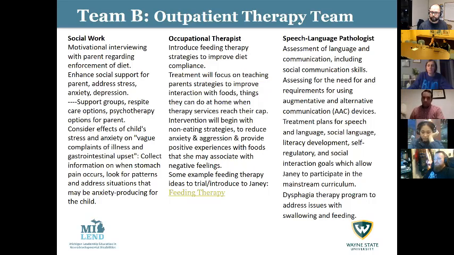We'd also be developing treatment plans for speech and language, social language, literacy development, self-regulatory and social interaction goals, which would hopefully work towards integrating Janie into participating in mainstream curriculum. Another thing we'd want to look at would be a dysphagia therapy program to address the possibility of issues with swallowing and feeding to make sure that everything's working properly there. So that's it from the SLP side.